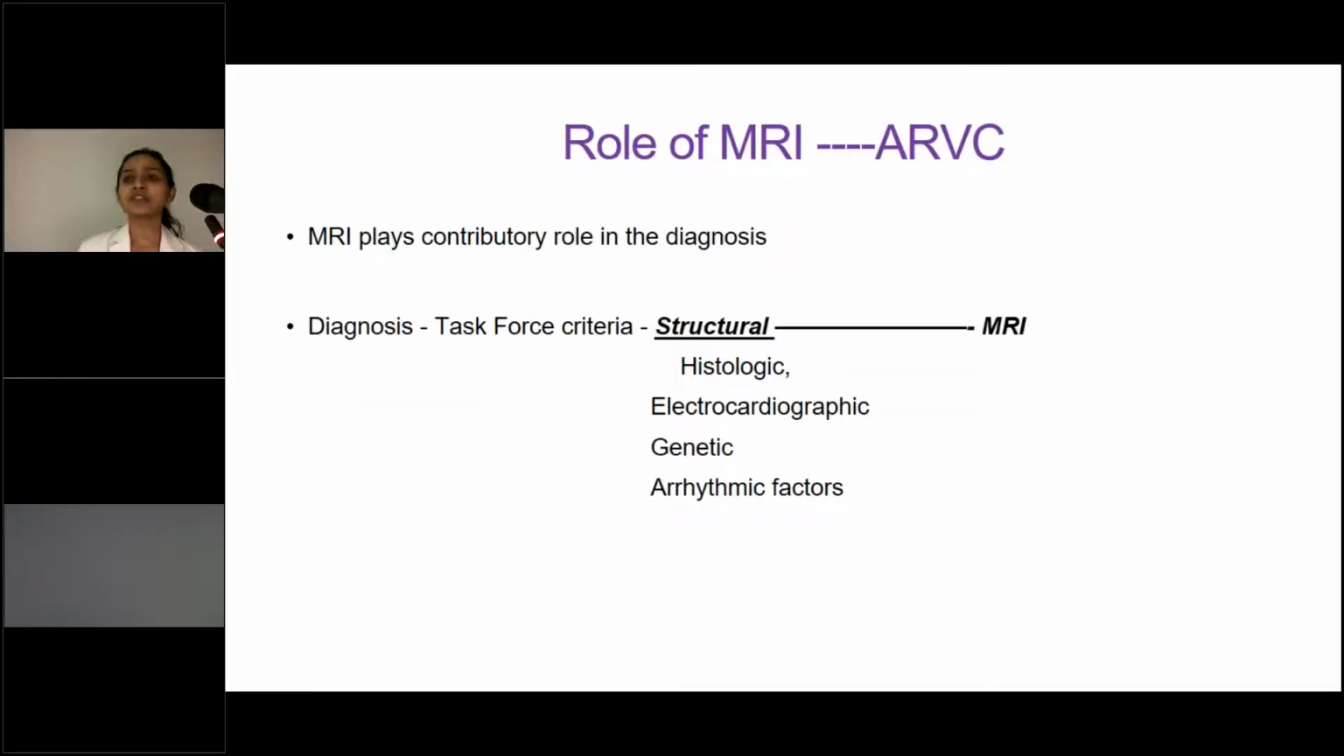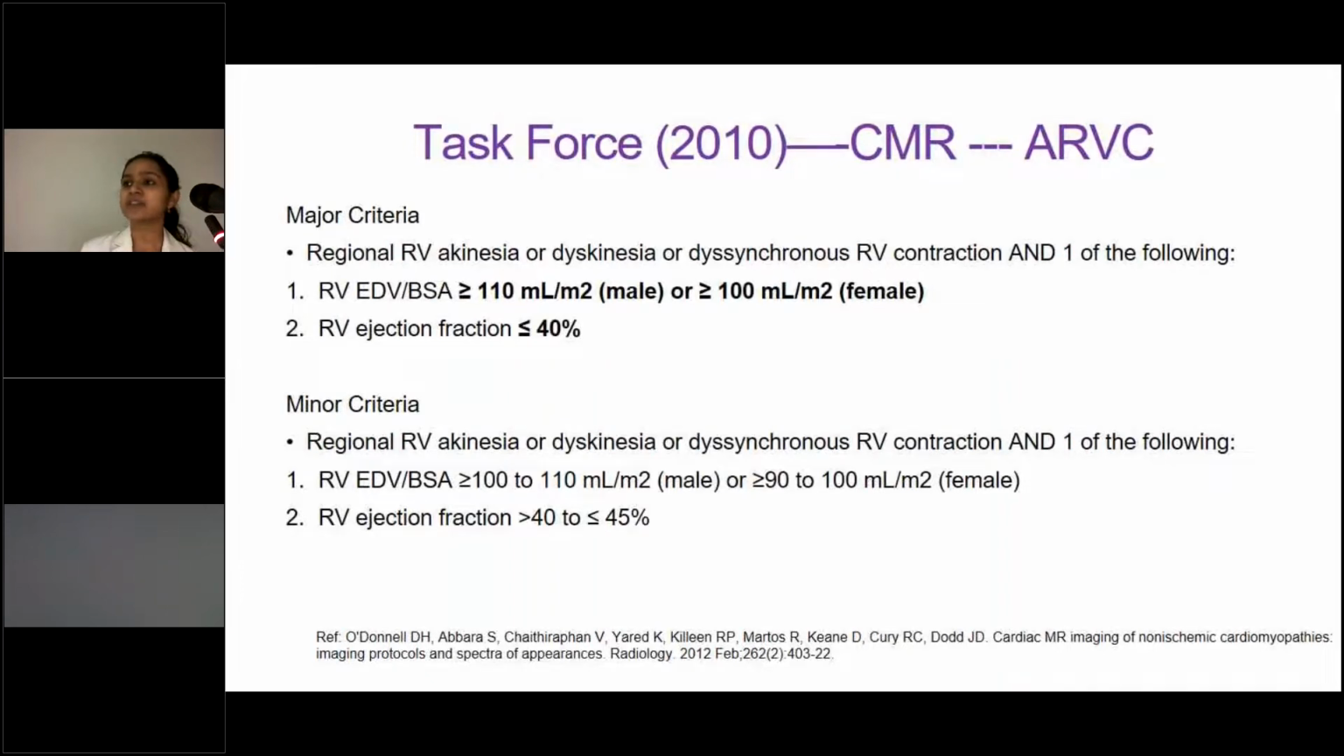The diagnosis of ARVC is difficult because no single modality is specific enough for its diagnosis, and therefore a complex set of criteria have been brought together to form the task force criteria. It includes a number of parameters including structural, histologic, electrocardiographic, genetic, as well as arrhythmic, and each of these parameters have been divided into major and minor criteria. The diagnosis of ARVC requires the presence of 2 major, 1 major and 2 minor, or the presence of 4 minor criteria.